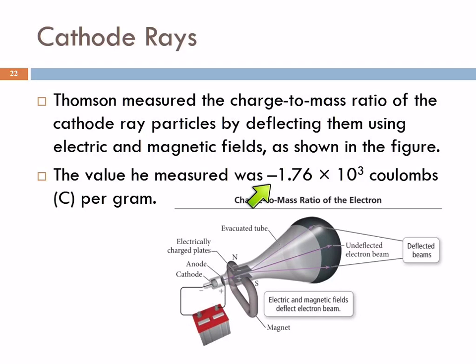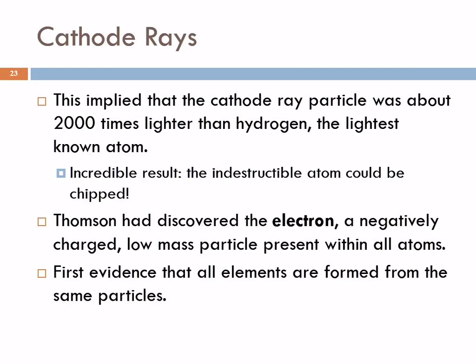And the number he came up with was minus 1.76 times 10 to the third coulombs. A coulomb is just a unit of electrical charge per gram of cathode ray particles. So his results implied that the cathode ray particle was about 2,000 times lighter than the lightest known element, hydrogen. He had discovered a particle that was smaller than the indestructible atom.